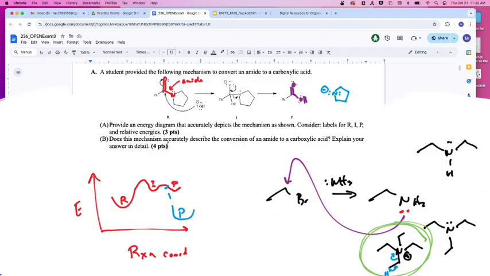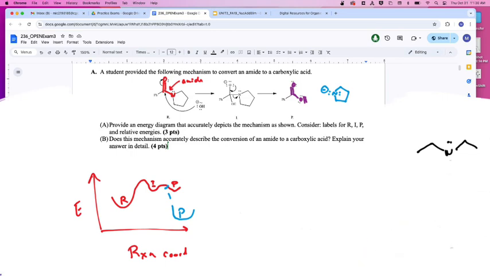It gets referred to as the Gabriel synthesis. So we don't have to stress necessarily about that, except that this reaction does indeed work. The amide to the carboxylic acid absolutely does work. But if we look at the energetics behind it, would we expect this to work? No, not at all. So that means we must be missing something. What are we missing?